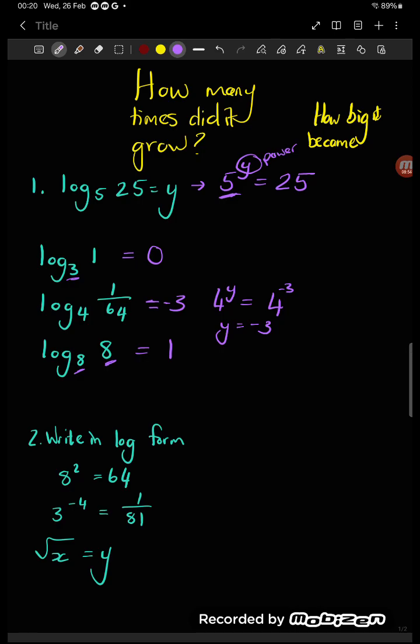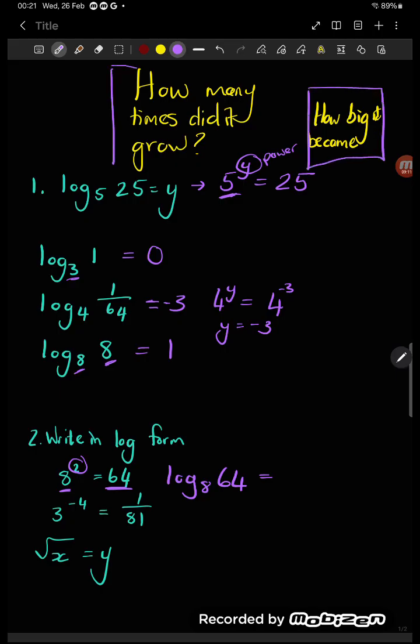Write in log form. Here's my base, here's how big it became, and that's how much it grew. So log base 8 of 64 is equal to, because that's my real question, how big it became and how many times did it grow. It grew 2 times.